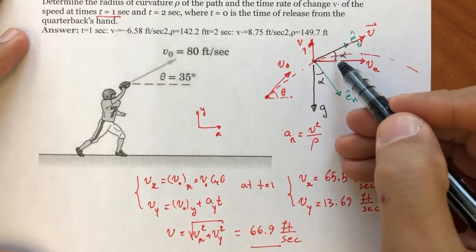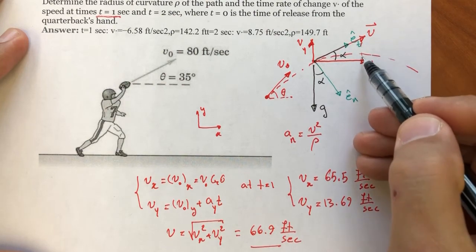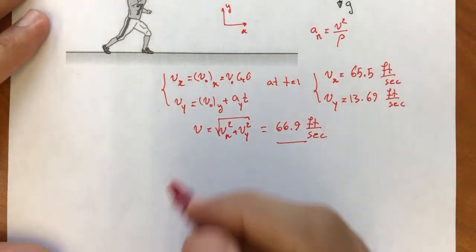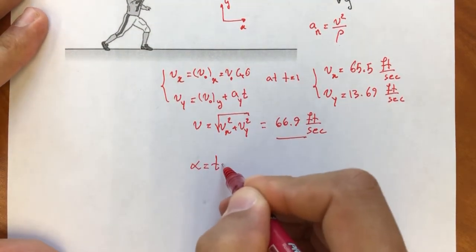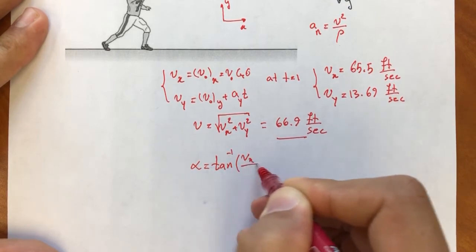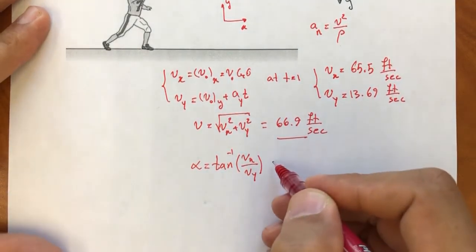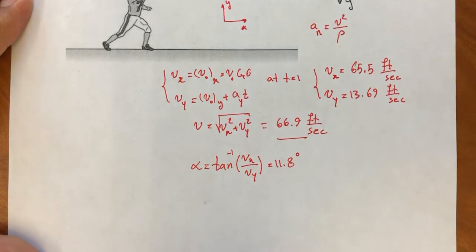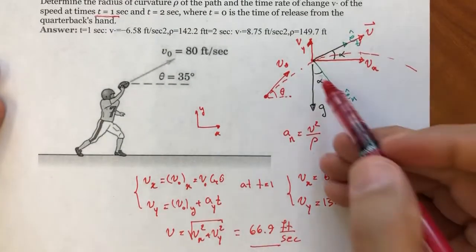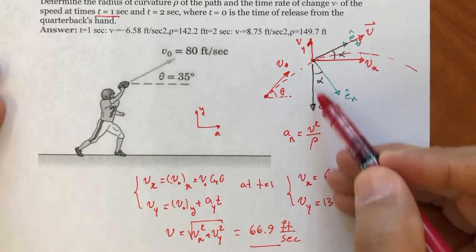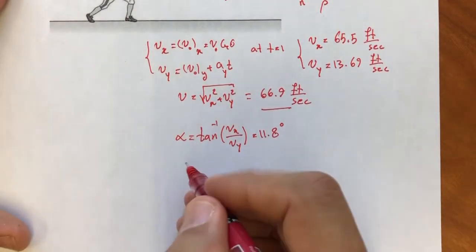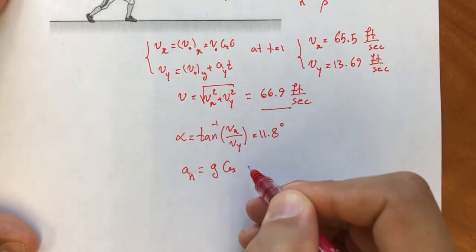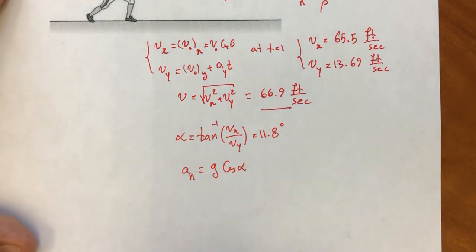If I find this alpha, then an is going to be g times cosine of alpha. And how can I find alpha? Alpha is going to be tangent inverse of vx divided by vy, which is going to be equal to 11.8 degrees. And based on what I said, acceleration in the normal direction is going to be the total acceleration times cosine of alpha. So an is going to be equal to g times cosine of alpha, cosine of 11.8.